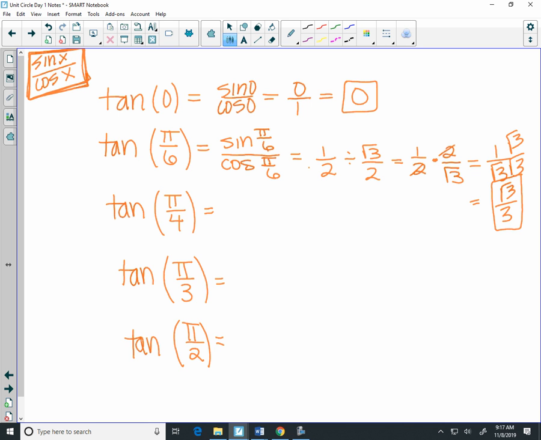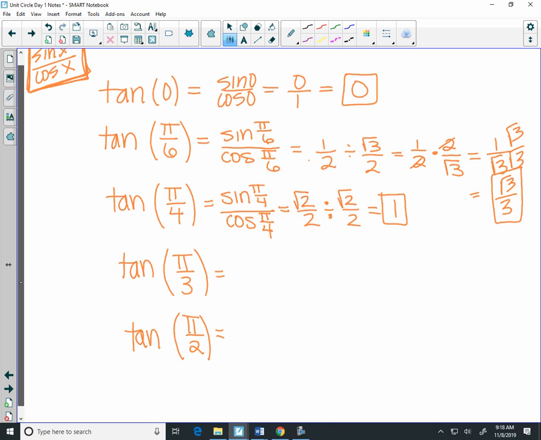Tangent at pi over 4 is the same as sine of pi over 4 divided by cosine of pi over 4. What is sine of pi over 4? I need somebody to say it really quietly. Might as well say it. I can hear you, I have powerful ears. What's cosine of pi over 4? Radical 2 over 2. And anything divided by itself is 1.